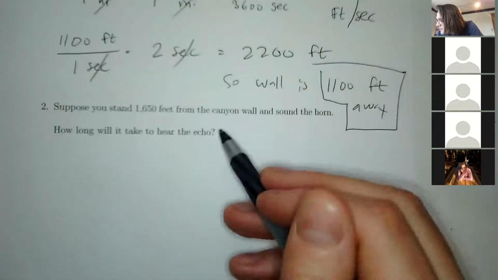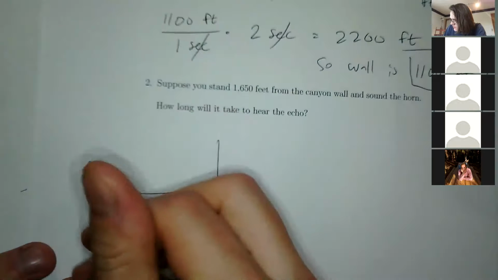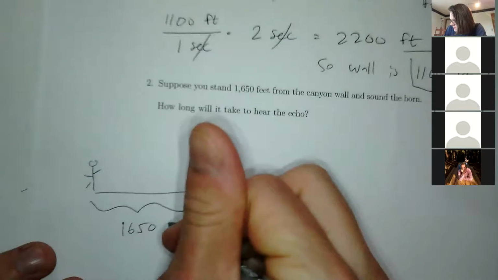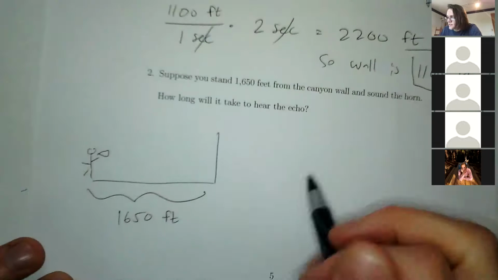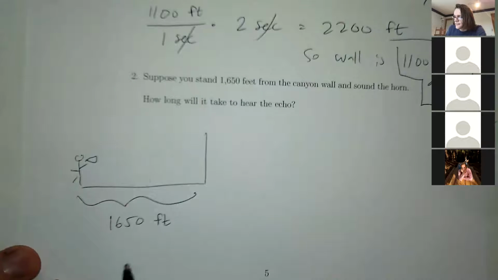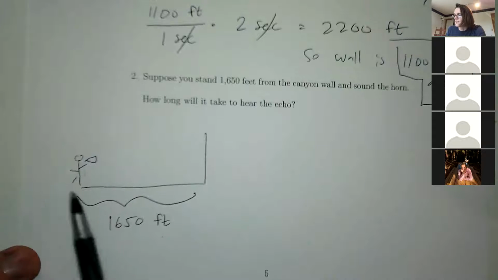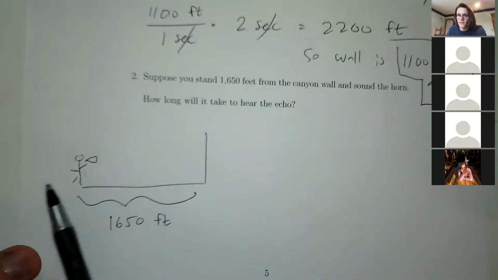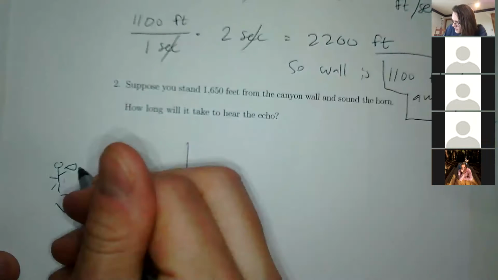Suppose you stand 1,650 feet from the canyon wall. So maybe you draw a picture because it's fun to draw pictures. I'll put them over here. So this is 1,650 feet. And sound the horn. How long will it take to hear the echo? So you can do this a couple ways, right? You can first just find how long it takes for the sound to go from you to the canyon wall and just double that. Or you can find how long it takes for the sound to go from here and back. So just twice this distance. I'll do it for this 1,650 and just double it. So I'll do that. So boop, right?